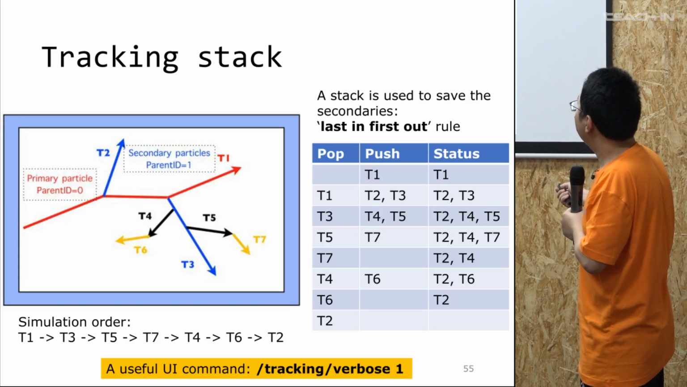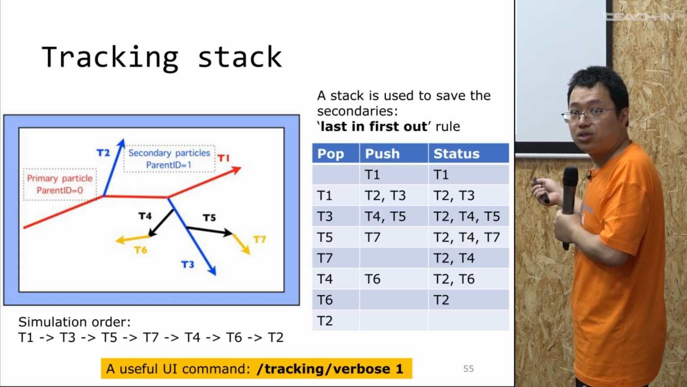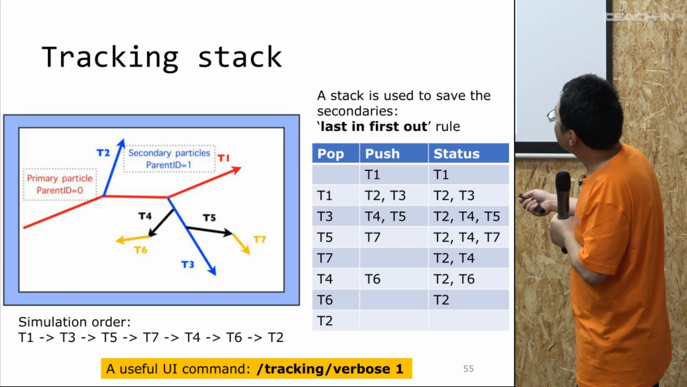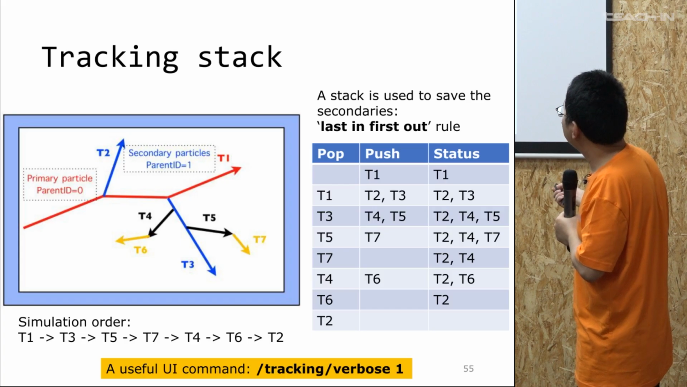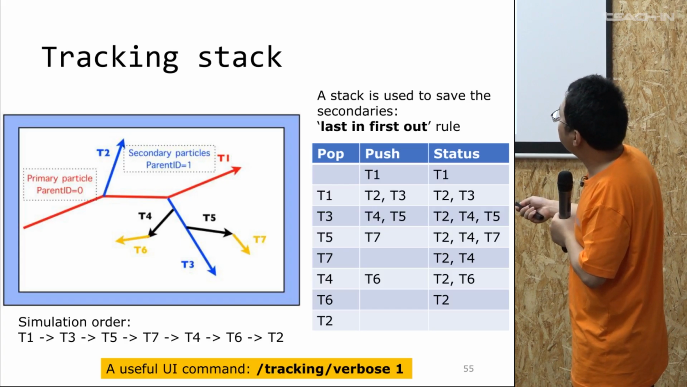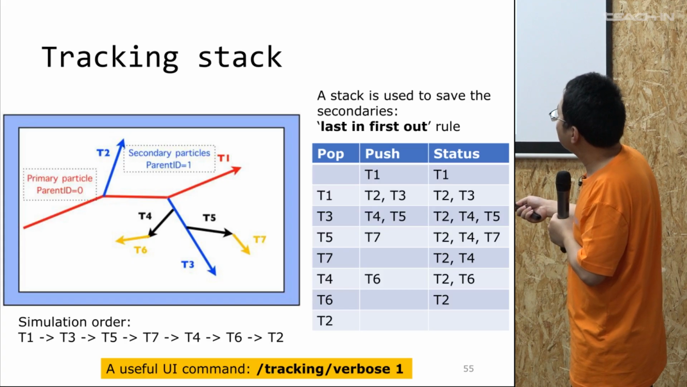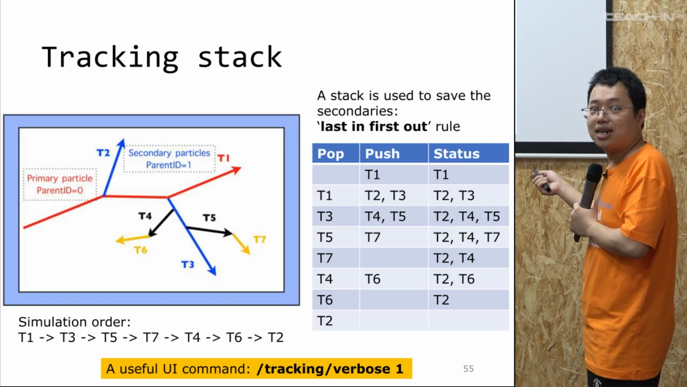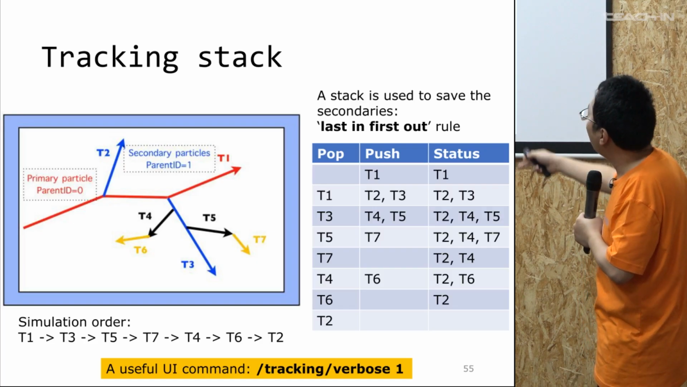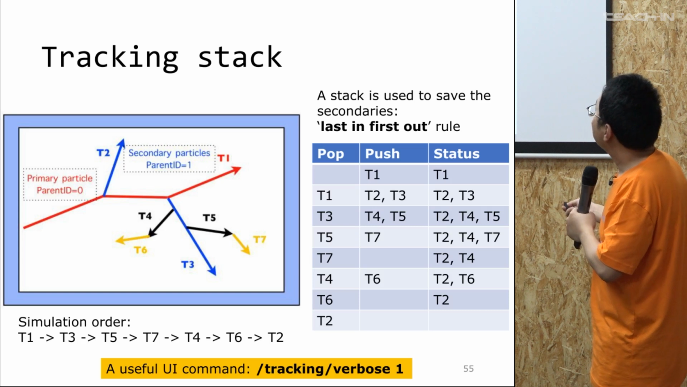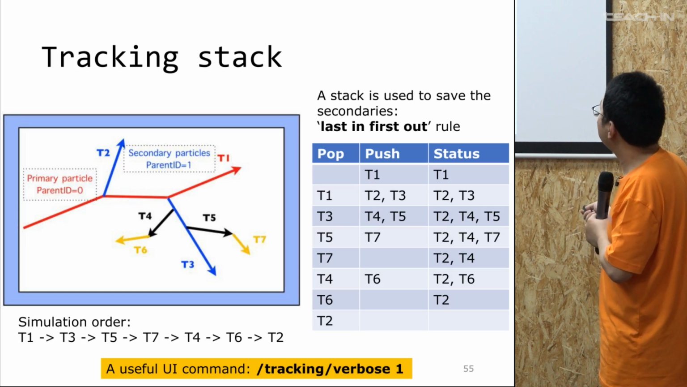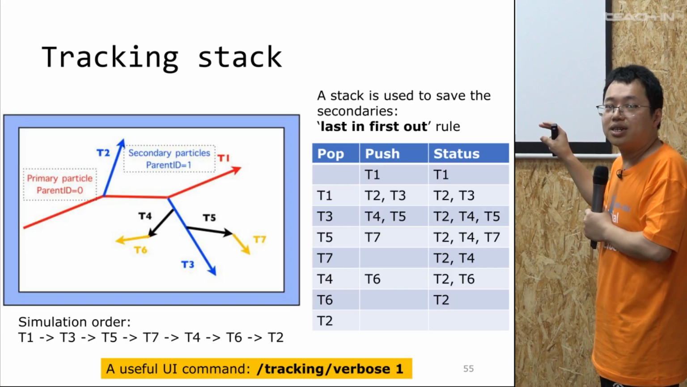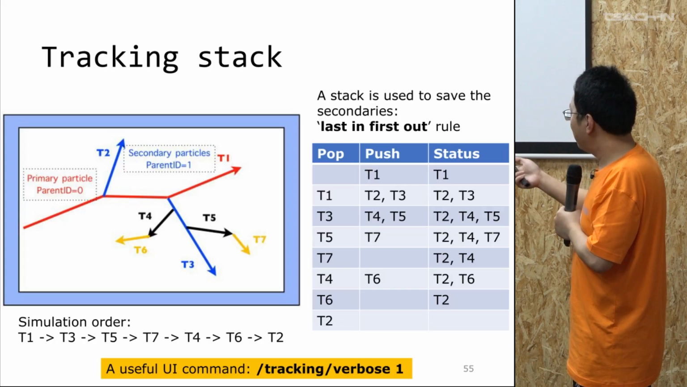So then after the simulation, you will only have T2 and T4 in the stack, and then you have to pop the T4 from the stack and simulate this. You can see we create the T6, so the T6 will then be pushed to this stack. After all these processes, Geant4 will find, okay, there is an empty stack. That means the event is stopped here.